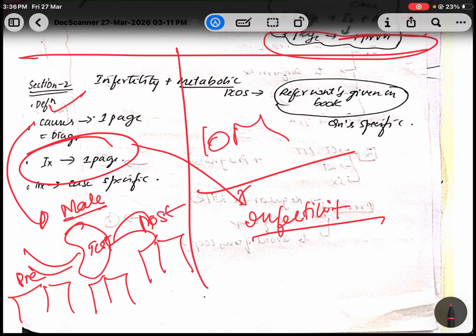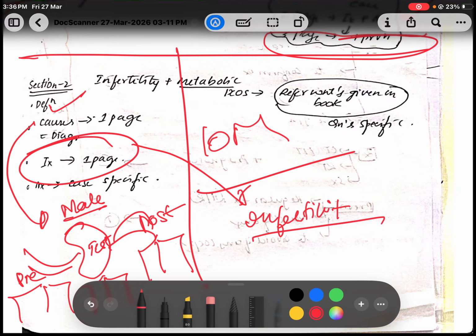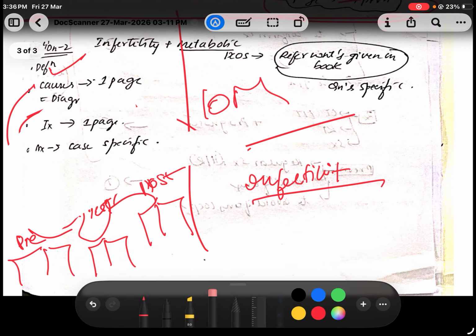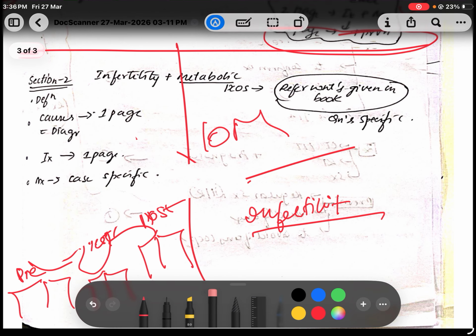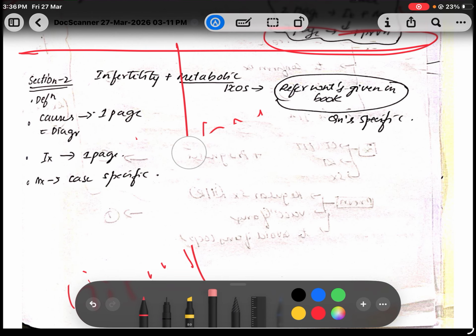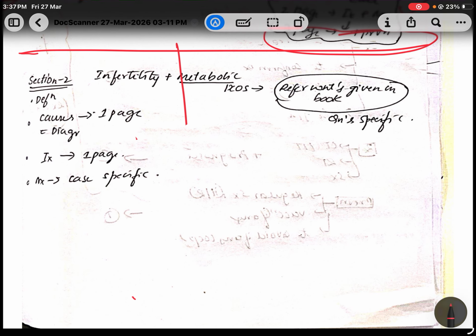Then again, management is case specific. If they are asking anything specific which they want, then again you have to write it accordingly. Okay, that's one of the important things I would like to say. Then again, metabolic, again PCOS is something which they can ask, which is almost like a sure question, I'm sure, you know.